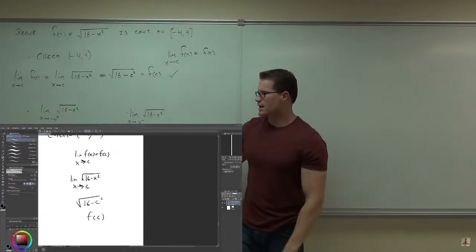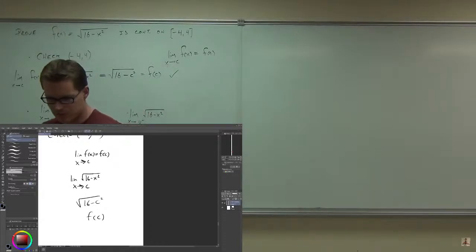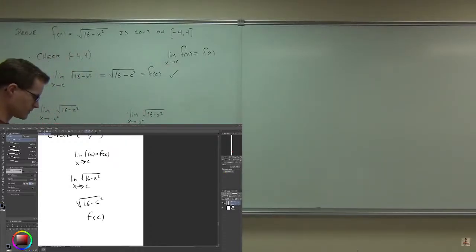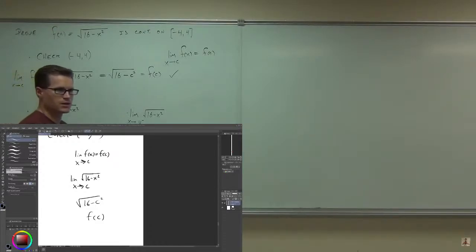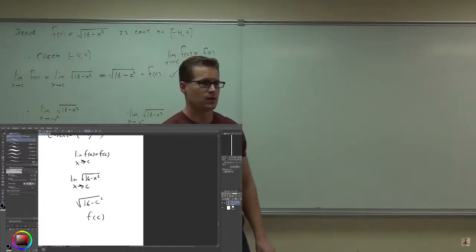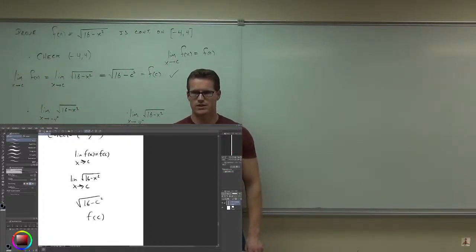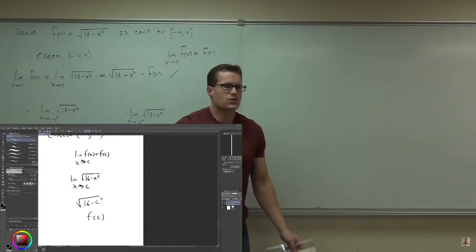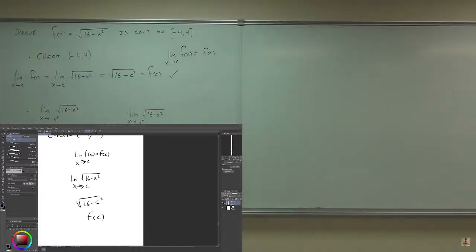Now, as far as the one-sided limits go, if we're going from the right to -4, we're getting really, really close to -4. Would it be okay if I just plugged in -4? What's 16 minus -4 squared? Is that okay? Can you get a 0 inside of a square root? Is that acceptable? Yeah. Then that's a one-sided limit, and that's going to exist as well. So this is going to equal 0.